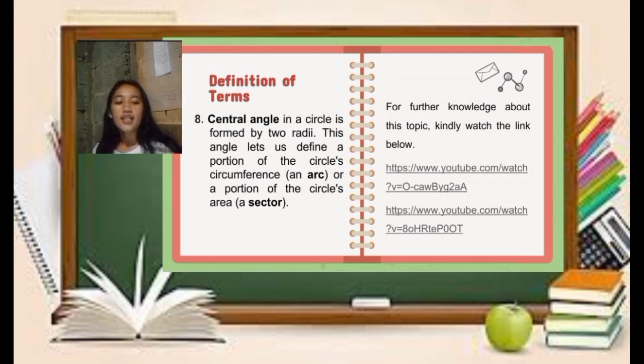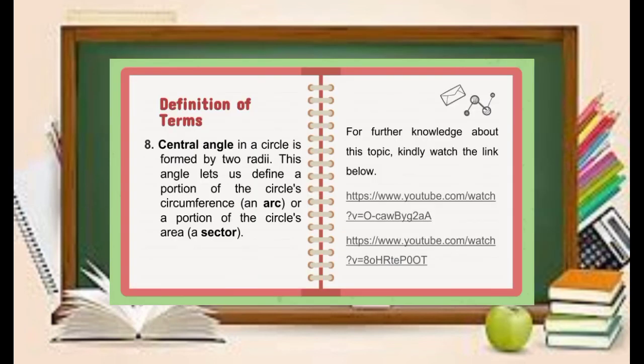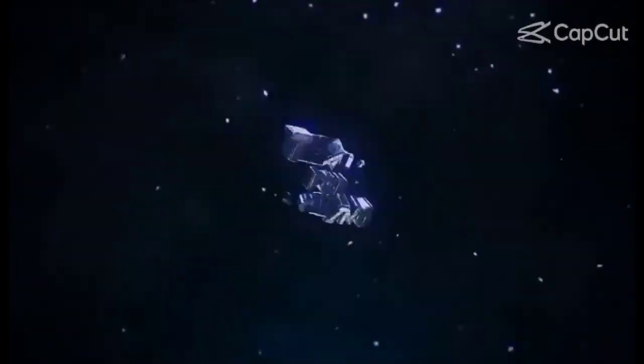Central angle in a circle is formed by two radii. This angle lets us define a portion of the circle's circumference, or an arc, or a portion of the circle's area, a sector. For further knowledge of this topic, kindly watch the video link.